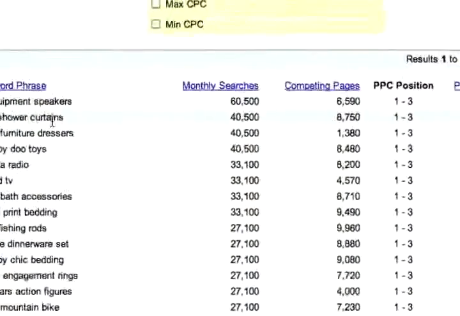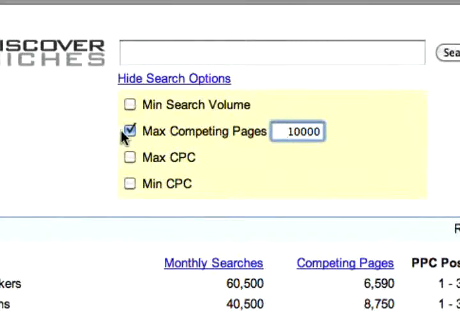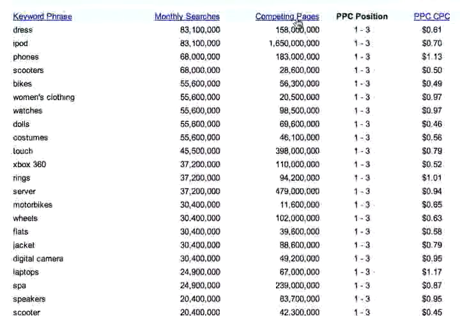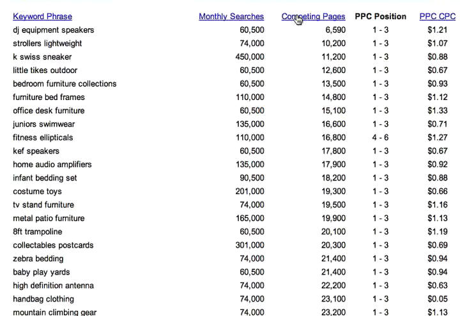Okay, let's try something else. Let's say that we want to go after just the huge search volumes, okay? Let's say we only want to look at something that gets more than, say, 2,000 searches a day, so 60,000 searches a month is our minimum search volume. And then let's say we want to sort that in descending order of competing pages. So now we're going to look at huge search volumes and low competition.